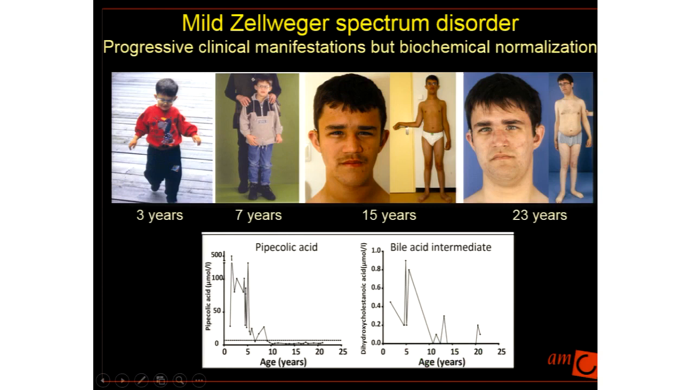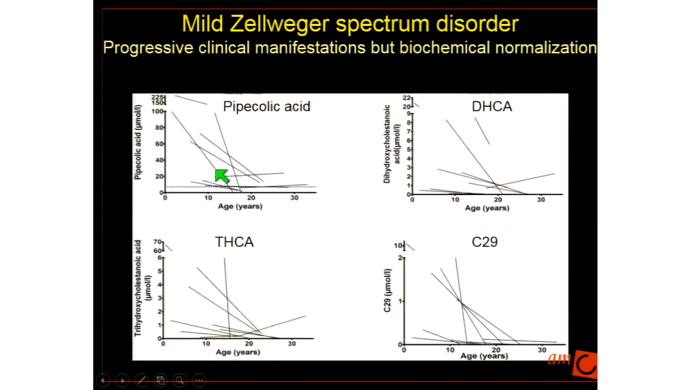And also if we group the patients and we look for these parameters, peroxisomal metabolite parameters in patients throughout the years, we see that there's a normalization, but there's not a normalization in the clinical presentation. So it's very difficult to predict in the first year of life on the basis of the mutation what's going to happen with these patients.